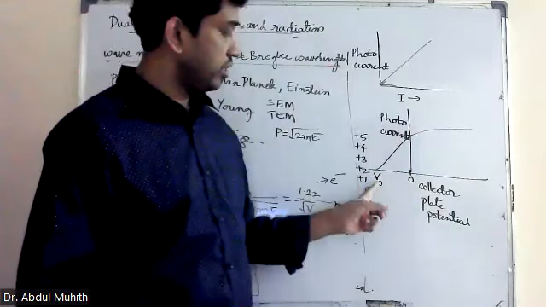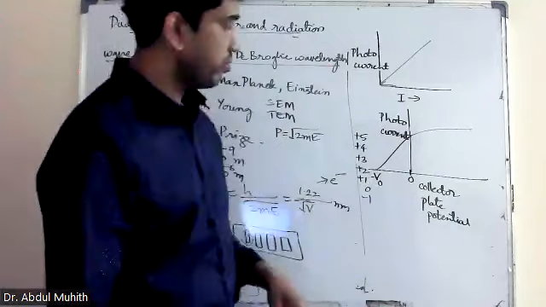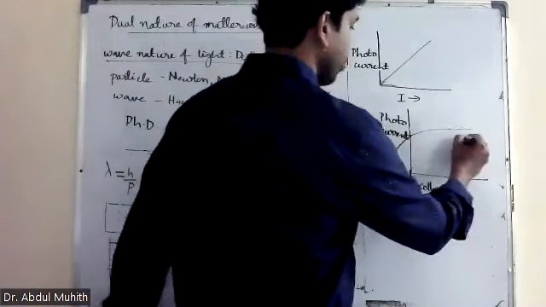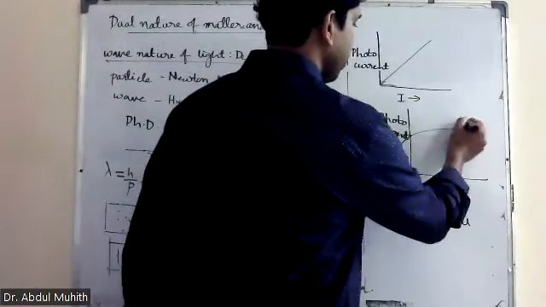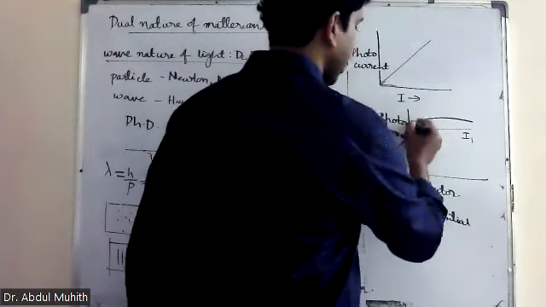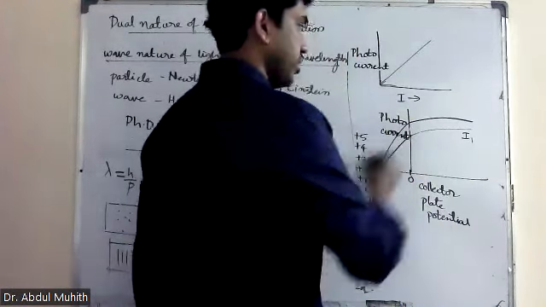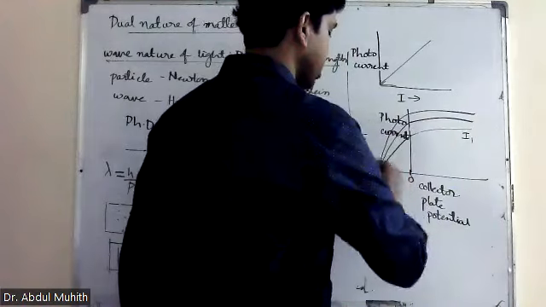So what happens at this is meeting at a particular point. Suppose if I take more intensity, like suppose this is I1. Now, suppose if I increase the intensity, so what happens? Again, it meets at this same point. Again, if I increase the intensity, it meets at the same point.